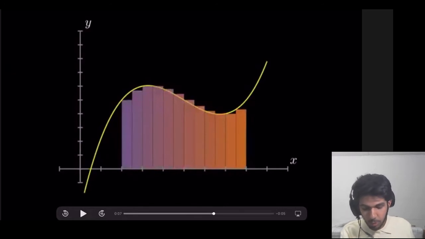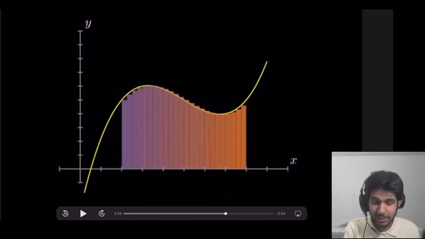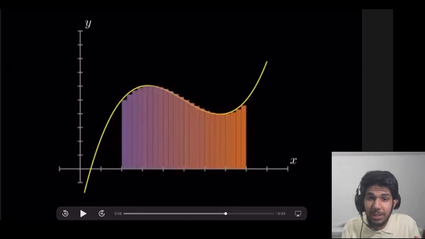But in the next step, we're going to create more rectangles. So we're going to make the rectangles thinner and have more of them. Okay, so I accidentally went a little bit too far. Here, there's a lot more rectangles, maybe like 24 or something. And now we can see our estimation of that area is a lot better. We're still slightly overestimating at some points, slightly underestimating at other points. Maybe those actually cancel each other out. Who knows? We can see that our estimate is getting very, very close to the area under the curve.